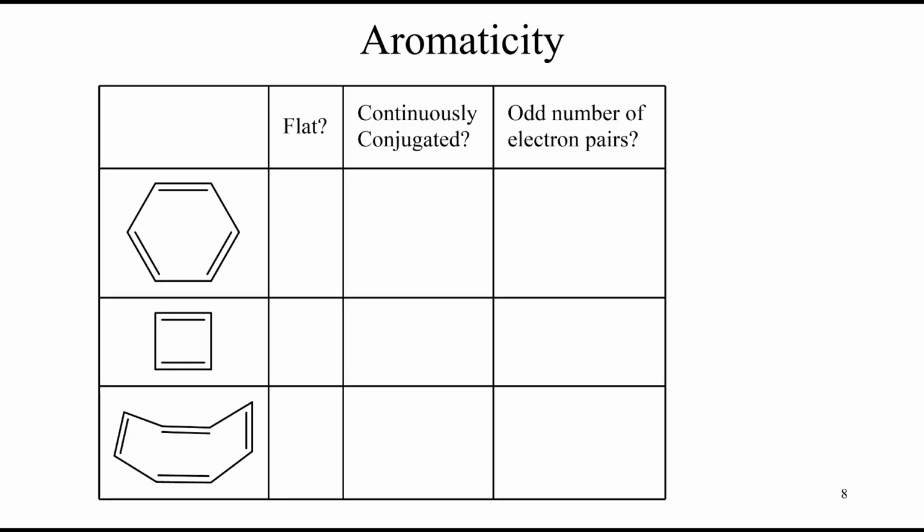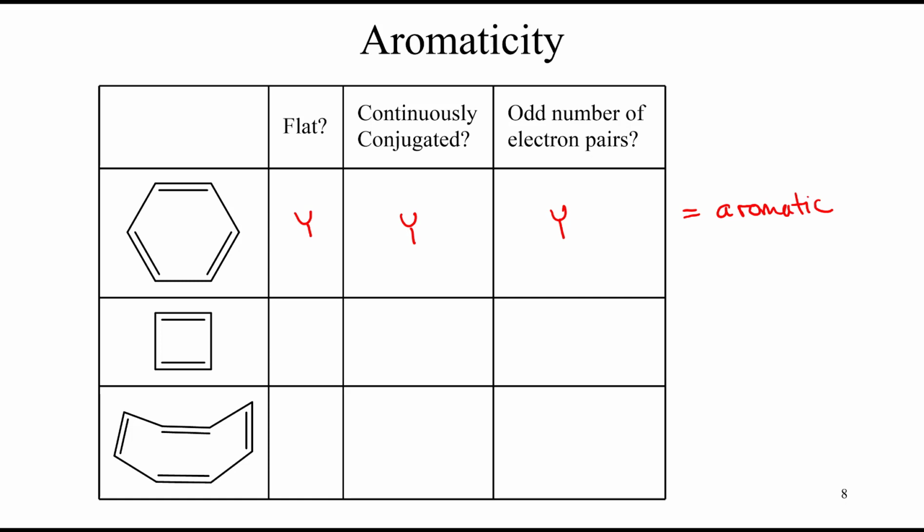So let's look at this, just to show you how to judge whether or not a compound is aromatic. So benzene: is it flat? The answer is yes. Continuously conjugated? The answer is yes. Odd number of electron pairs? The answer is yes. This compound is aromatic.